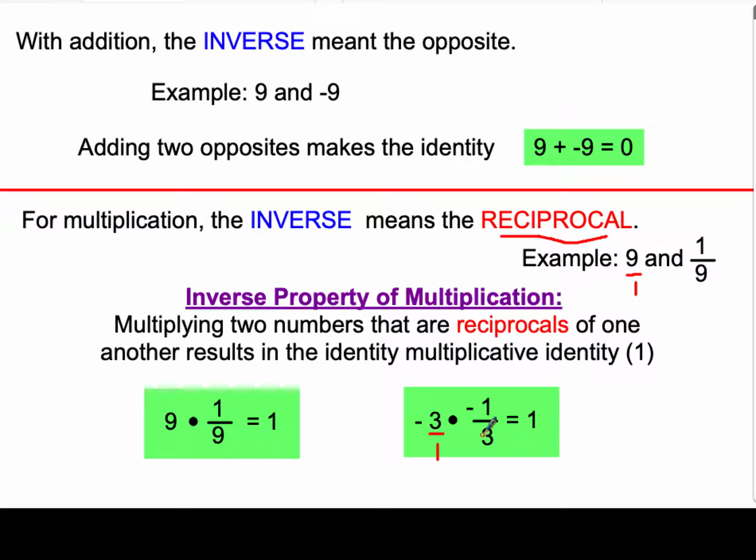+3 on the top, +3 on the bottom, right? The two negatives will cancel. We'll talk more about that. We'd end up with 1 for an answer. The inverse property of multiplication is if you multiply a number by its reciprocal, you get back 1.